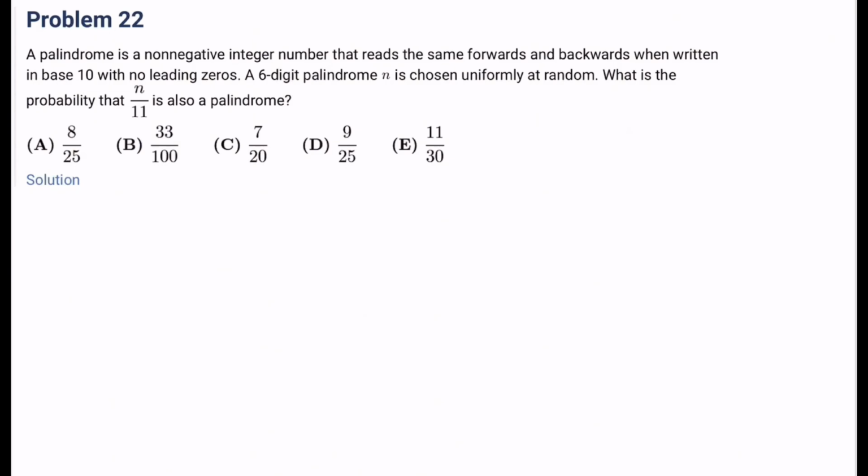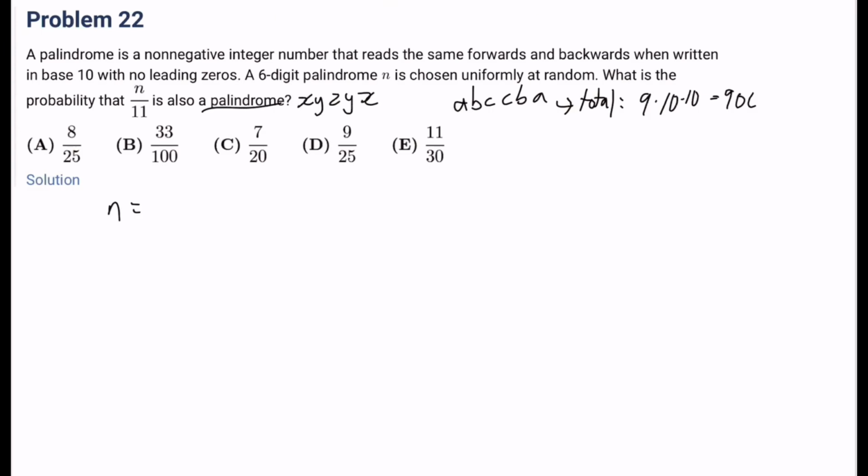Okay, so a 6-digit palindrome is going to read something like A, B, C, C, B, A. And so A cannot be 0, and B can be 0 to 9, C can be 0 to 9. So the total possibilities is 9 times 10 times 10, that's 900. For N over 11 to also be a palindrome, let's say this palindrome is like x, y, z, y, x, right?